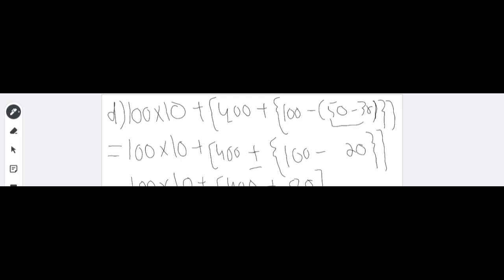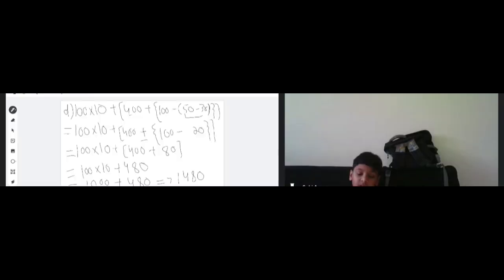1480. Can you check the answer? Is it correct or wrong? Okay. It says 1005.